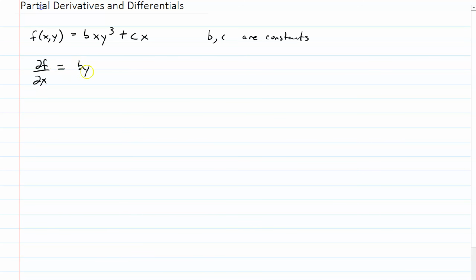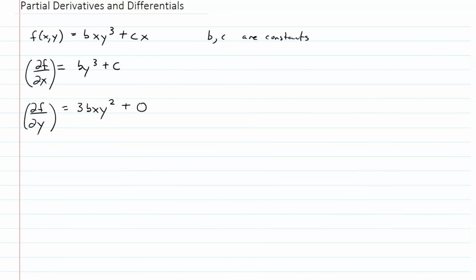It's equal to by cubed plus c, taking the derivative with respect to x. And then, of course, if I had the other derivative, df dy, I would treat the x as a constant. So I would have here 3bxy squared plus 0. Remember, I'm treating x as a constant, so both c and x are constants for the purposes of this derivative. And so we are left with this expression.